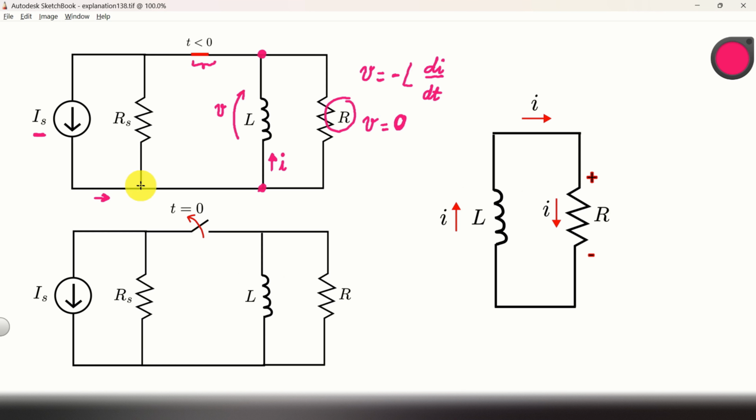And as well as over here, since the potential of this point is equal to potential of this point, and the potential of this point is equal to potential of this point, we will also have a 0 voltage drop through this resistor, and consequently the current will not be flowing through RS. From this analysis, we conclude that in the steady state of this circuit, the current is actually equal to IS.